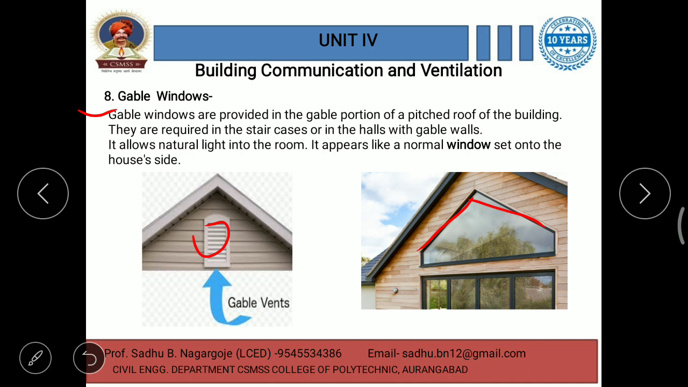If the sun rays direction is from this side, then we will get natural light or sunlight into the house directly. It appears like a normal window set onto the house's side. This is looking like a normal window, and it is called a gable window.